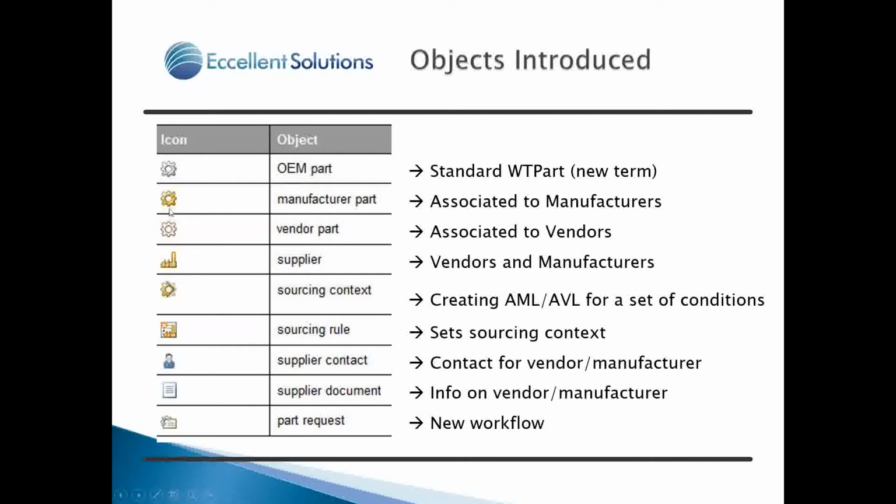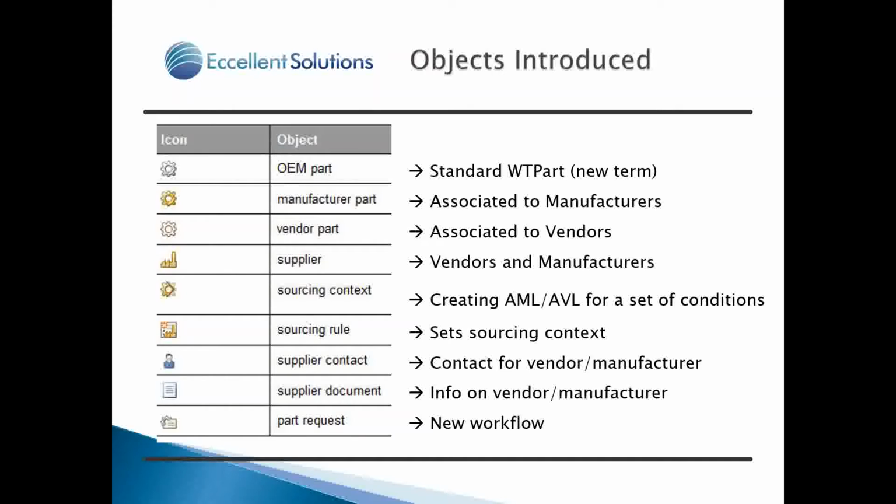The manufacturer part has the same sort of gear type icon as the OEM part, but has a dark gold color, and it gets associated to the manufacturer object type in Windchill as well, which is also a new object. There's also a sort of parallel set of objects called the vendor part, which also gets associated to a parallel object type called vendor. There's a new object type that comes in with Suma called supplier, and supplier has two soft types called vendors and manufacturers. And these are actually very similar soft types to other types of objects within Windchill, such as a WT part or any other typeable object as well.